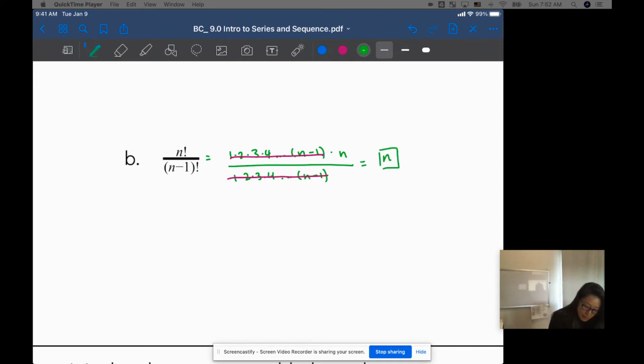So if we think about this as like 5 factorial over 4 factorial, we end up with 1 times 2 times 3 times 4 times 5 over 1 times 2 times 3 times 4. Only the last number in the numerator remains behind. Okay.